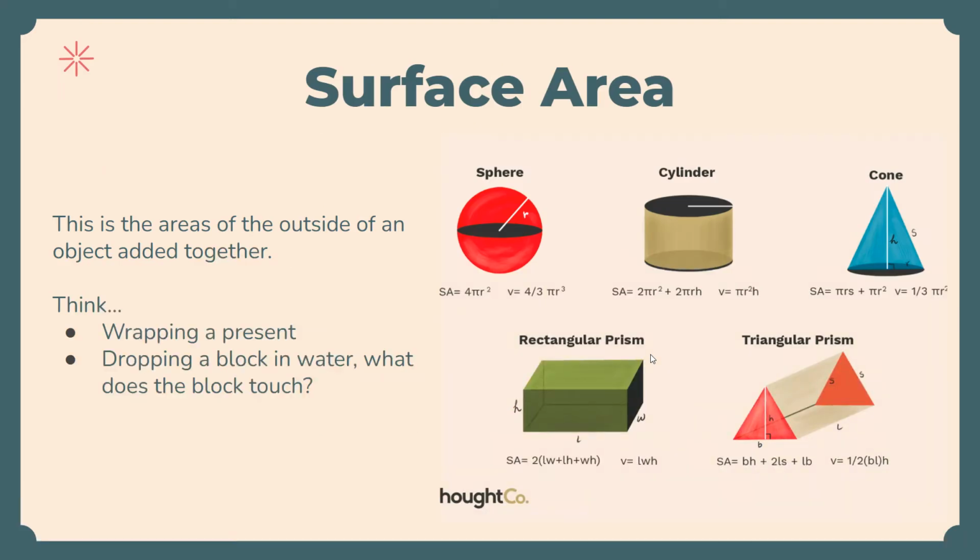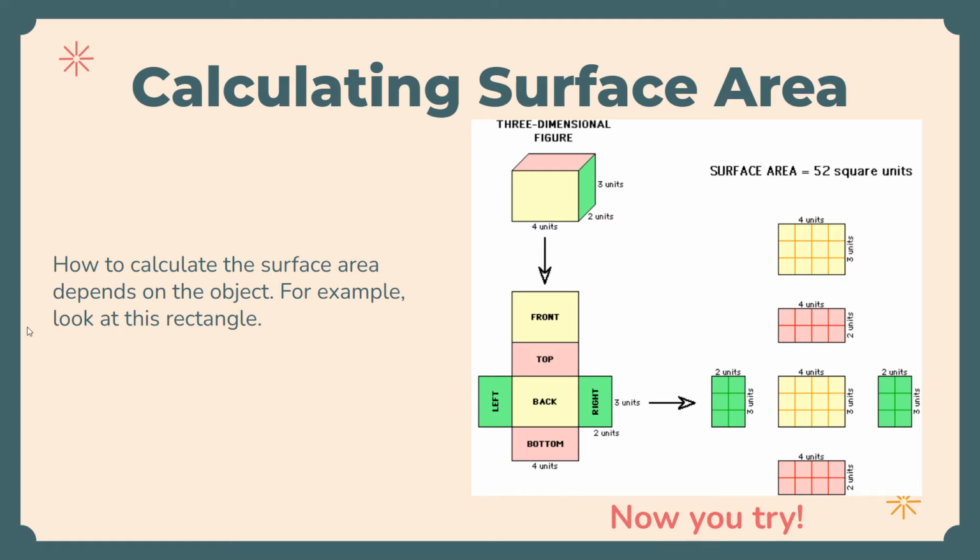So, surface area. This is the areas of the outside of an object added together. So, when you think surface area, you can think wrapping a present. When you wrap a present, you wrap the outside of the present. You can also think of dropping the object in water. What does the water touch? That is your surface area. And if you look over here, you'll see these are equations for different types of surface area. When you calculate surface area, it really depends on what the object is.